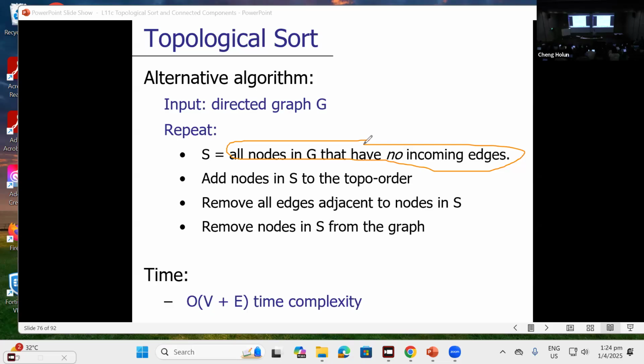Just repeat. Because after removing all the nodes without an incoming edge, I will have some new nodes without an incoming edge. Then I just repeat that. That's the job. Okay. This algorithm is easier to describe and discuss, but implementation-wise it is harder. You can think about why that is.